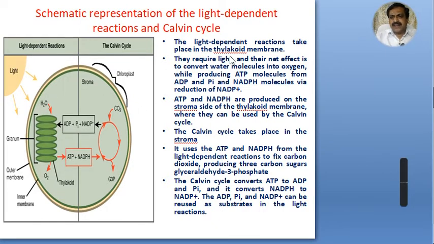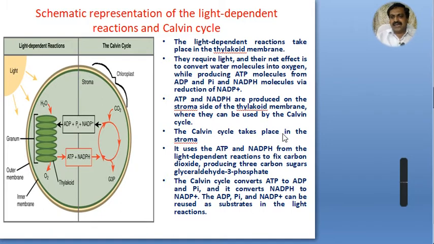They require light, and their net effect is to convert water molecules into oxygen. This is the oxygen which is released here during photolysis of water, while producing ATP molecules from ADP and Pi, and NADPH molecules, that is, reduction of NADP. ATP and NADPH are produced on the stroma side of the thylakoid membrane, where they can be used by the Calvin cycle. You know this already.